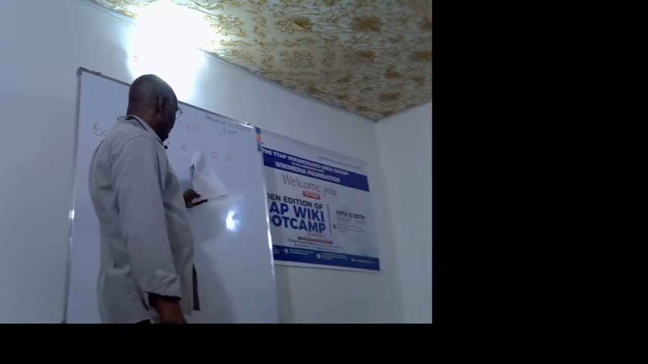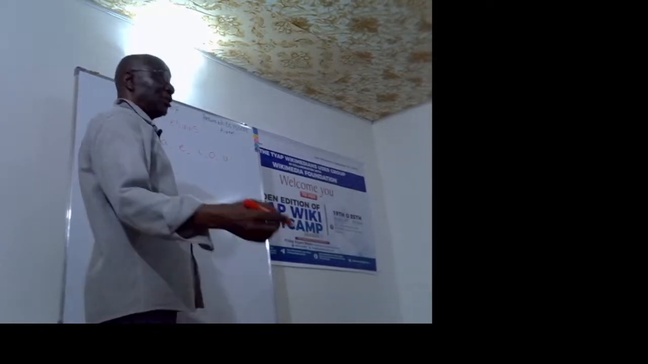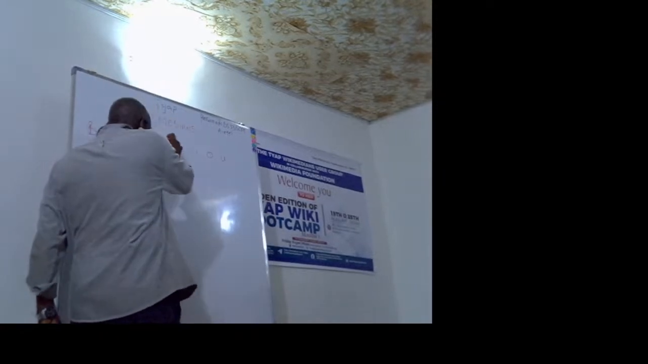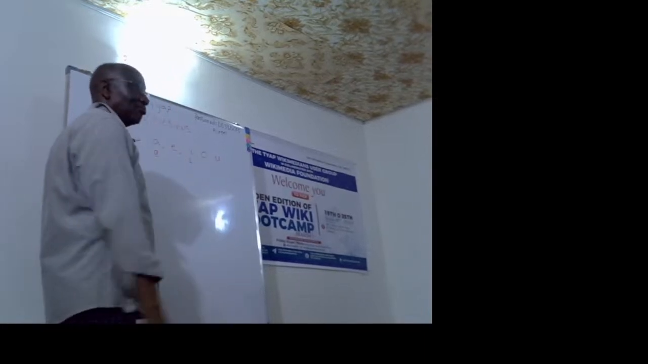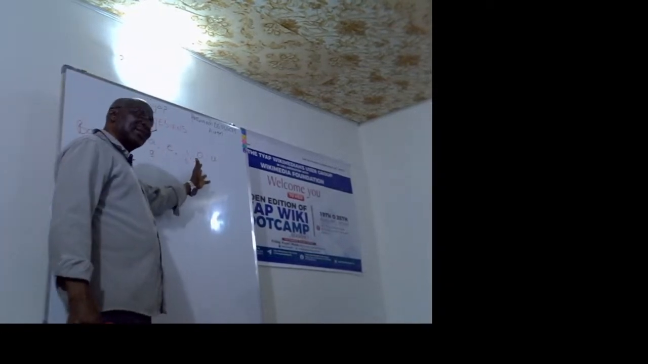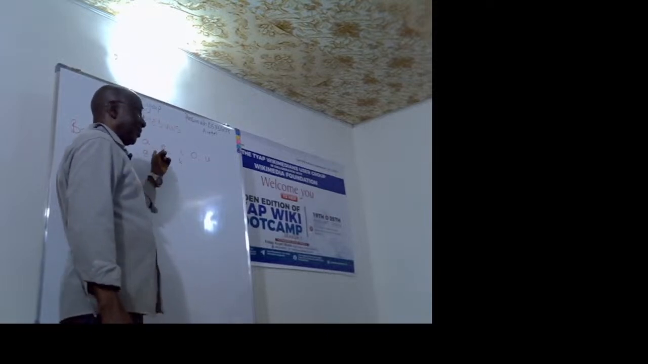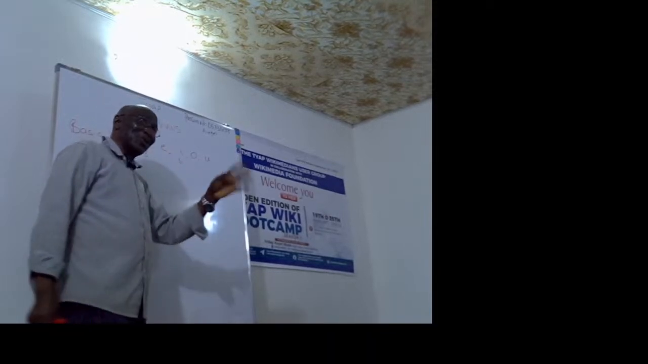A, E, O, U. In Tyap, we have variants of this. You can see they are looking the same, but they are pronounced a little differently. So this is up, up, up, up. This is E, U, E, U. Don't worry about it. We are talking Tyap now.